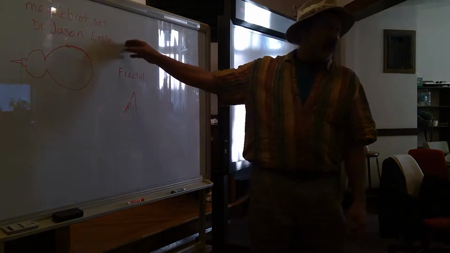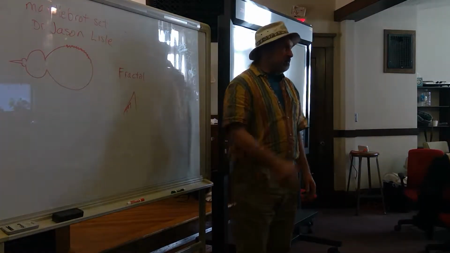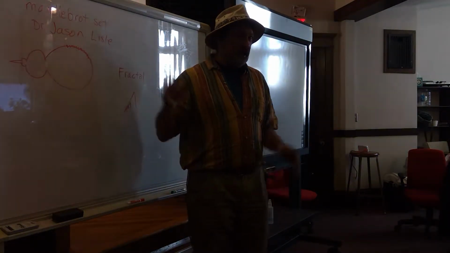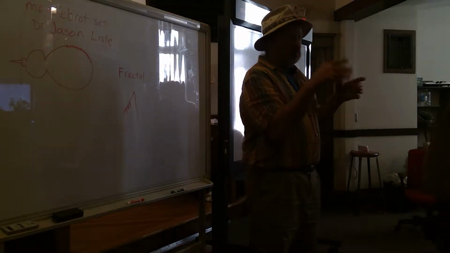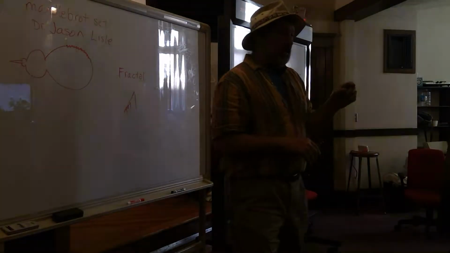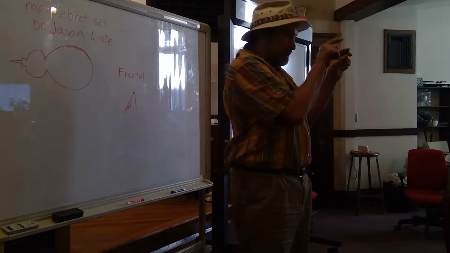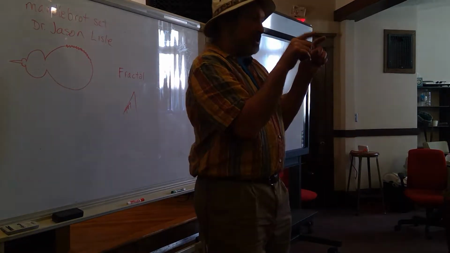I've written on here Dr. Jason Lyle, Mandelbrot set. You can find it on YouTube. He's a Christian scientist. The Mandelbrot set is an equation of the way certain numbers relate to each other. It's basically, if you start with 0 and 1 and add them together, you get 1. So now you're starting to make a string of numbers. Now you have 0, 1, 1. If you add 1 and 1 together, you get 2.